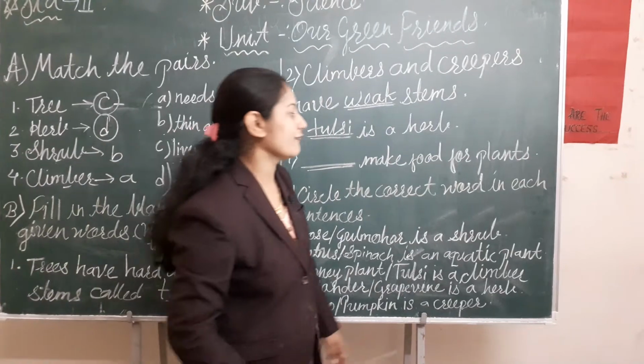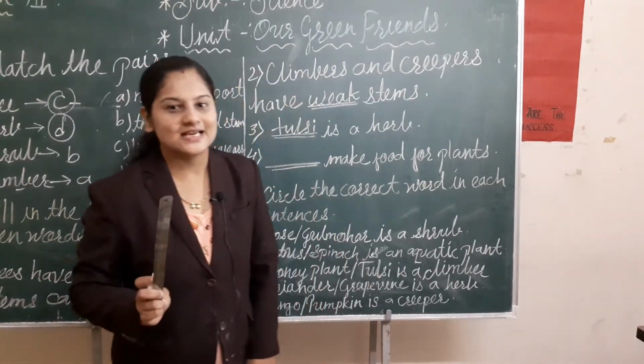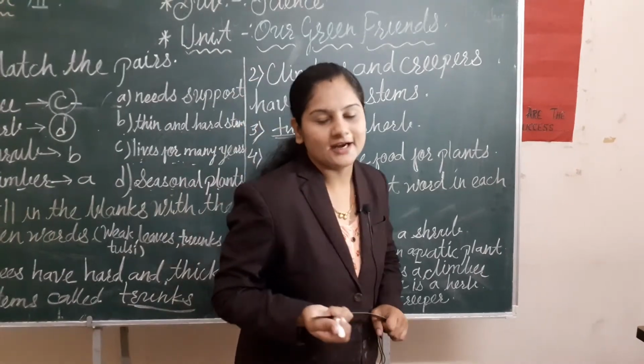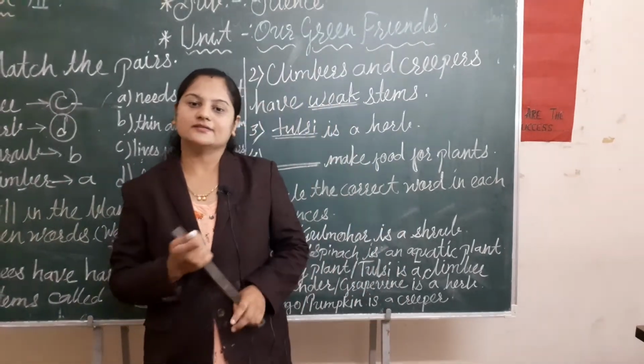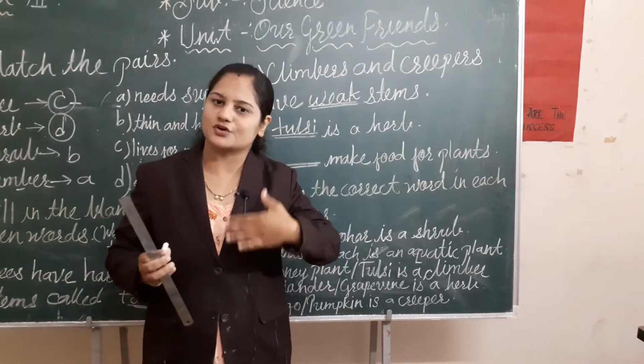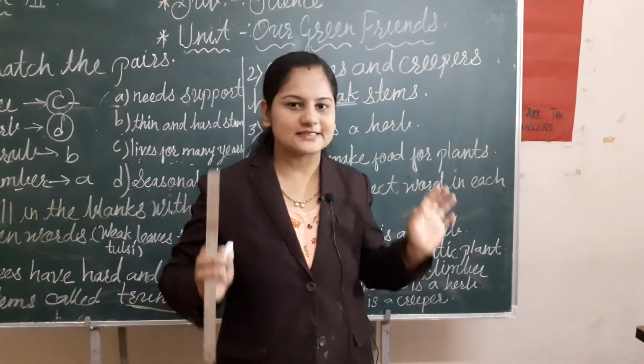Then dash make food for the plants. I told you about the parts of the plant, and out of that I mentioned on that day that the leaves make food for the plants through the process of photosynthesis.